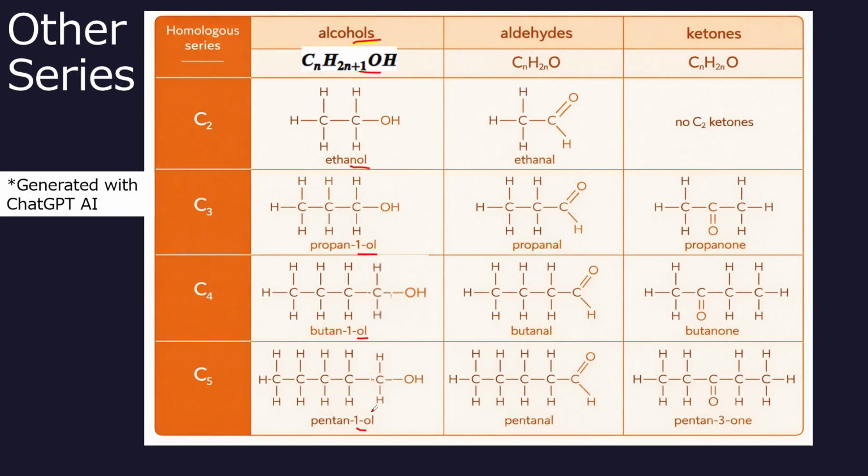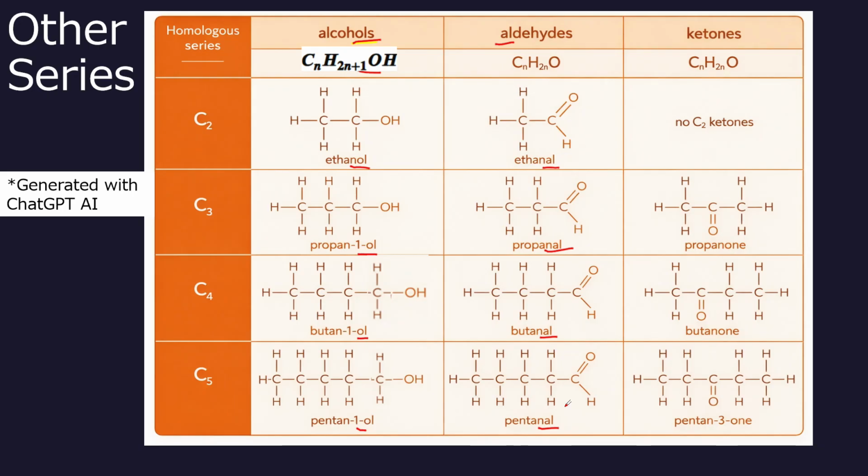Aldehydes, CnH2nO. This suffix is rather unique. It doesn't really match the ending of the name, but rather the beginning here. -al: ethanal, propanal, butanal, pentanal. And again, going down the series, it's just increasing the carbon chain length by 1 each time. But you still have the same groups on the end. That's what makes them in the same homologous series.